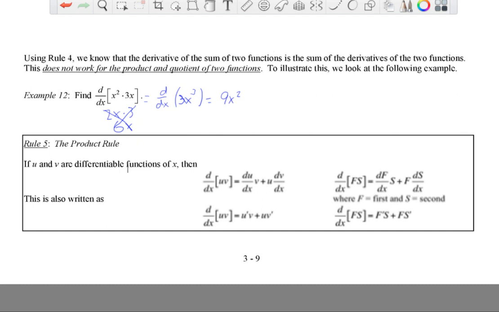The product rule, here's a standard way to write it with u and v being differentiable functions of x. I like to use this version. So we have F S, F stands for first, S stands for second. We have derivative of the first times the second plus the first times the derivative of the second. And that's what we're going to chant, and we're going to sing it in class. You could also use the f prime s, f prime. That's great when you're writing it, but when we say it, we'll say derivative of the first times the second plus the first times the derivative of the second.